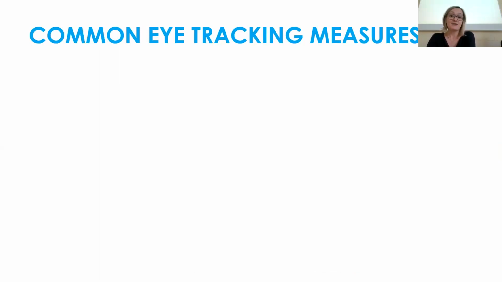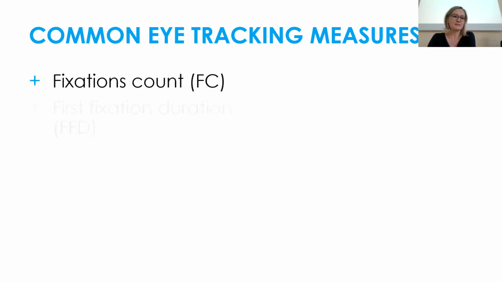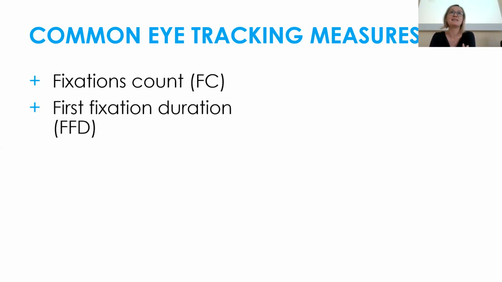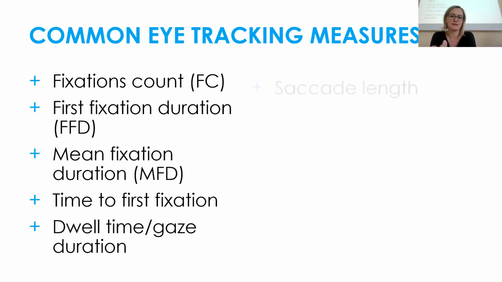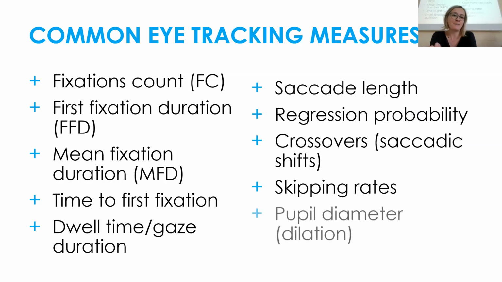All right, so common eye tracking measures. Fixation count means basically the number of fixations that were made in a certain area of interest. First fixation duration is a measure that captures the duration of the first fixation on your area of interest, and you can also measure mean fixation duration on this area of interest, taking into account all the fixations there.